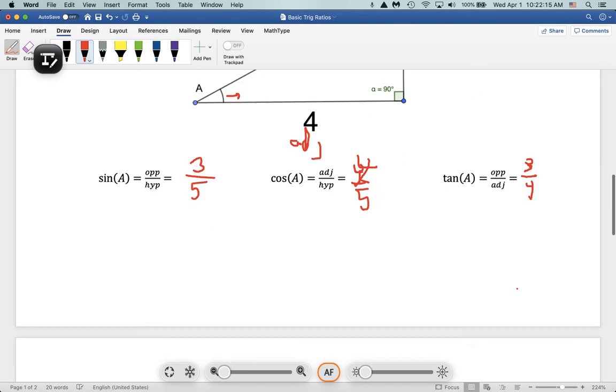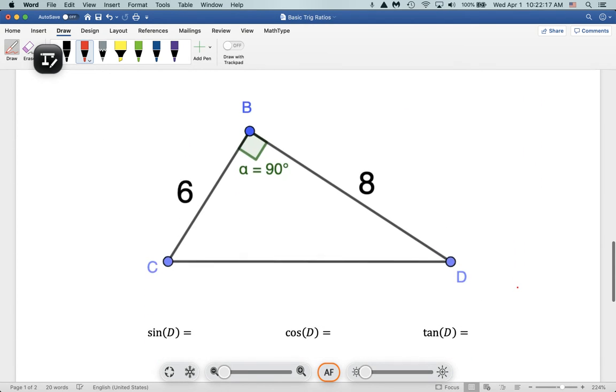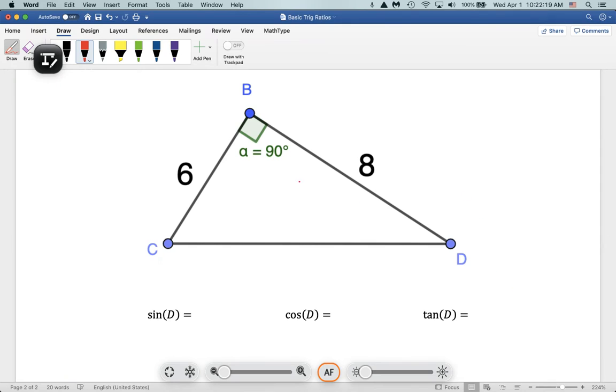of these sides. Let's do one more, because I want to emphasize that the triangle could be oriented differently. For instance, the right angle is at the top. So that makes down here the hypotenuse, and it makes the other two sides either the opposite or the adjacent. But now we've got to look at which angle we're referring to. We're referring to the sine of D, cosine of D, tangent of D. That's this angle over here.